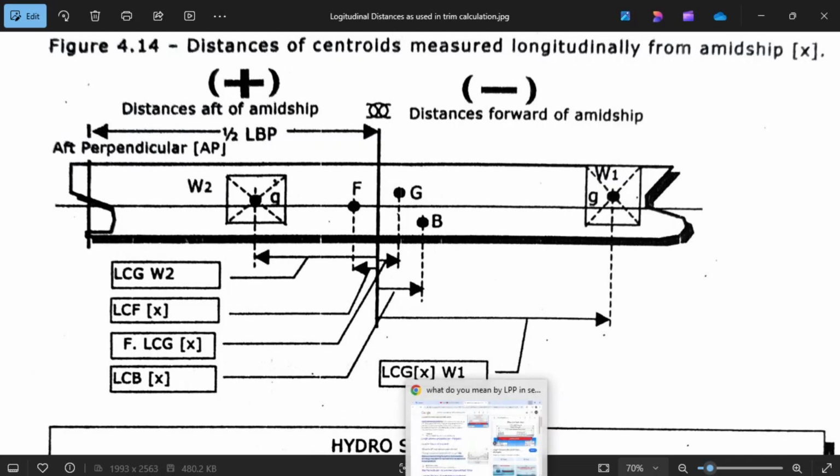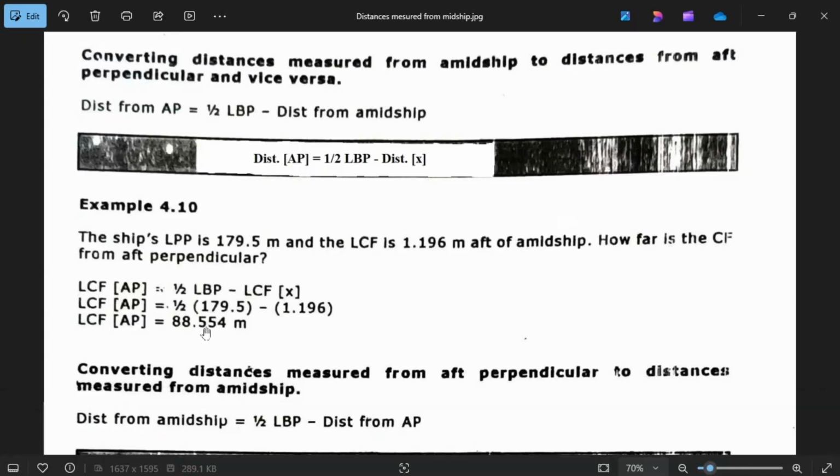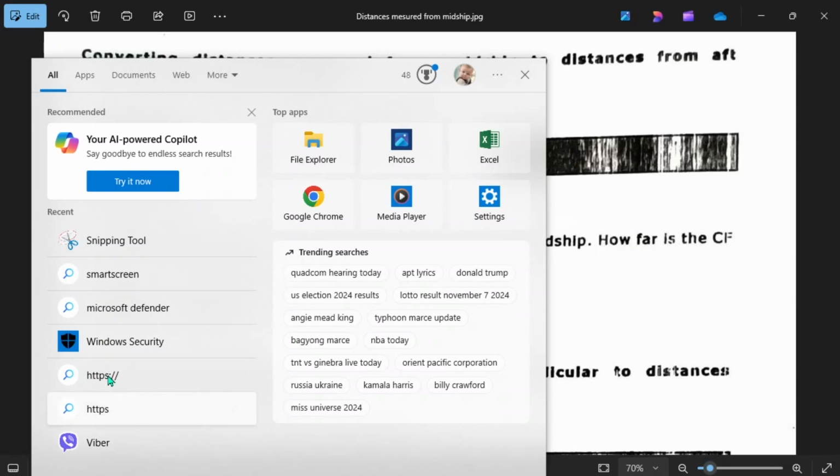And the answer is, so 179.5 minus 1.96. What is 1/2 of 179.5? So this is your LBP, or length between perpendiculars. So what is 1/2 of this one? Let's say, I'll make an Excel here.